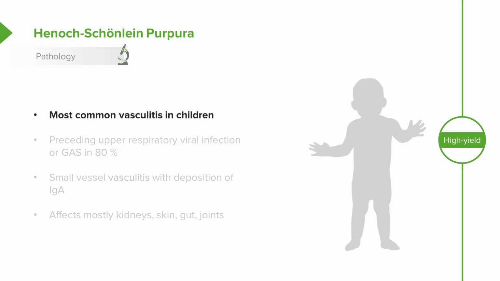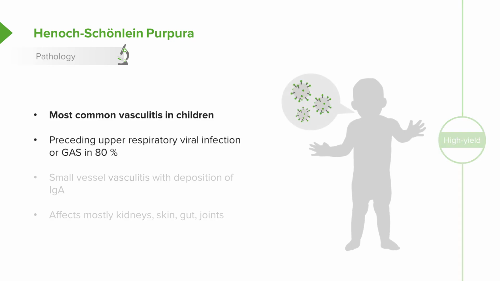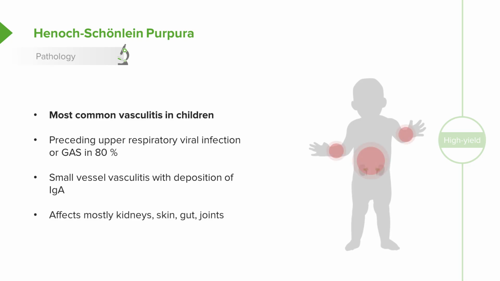HSP is the most common vasculitis in children. We see it frequently. It usually has a preceding upper respiratory illness, like a virus or a cold, or group A strep in 80% of cases. After that illness is done, patients develop a small vessel vasculitis and a deposition of IgA. This affects mostly the kidney, the skin, the gut, and the joints.